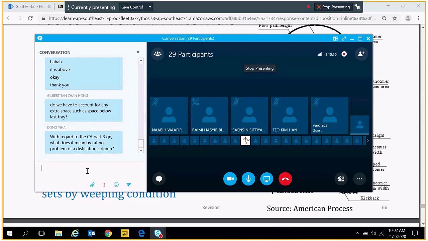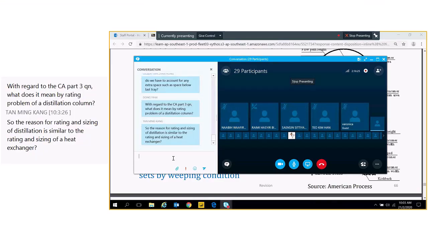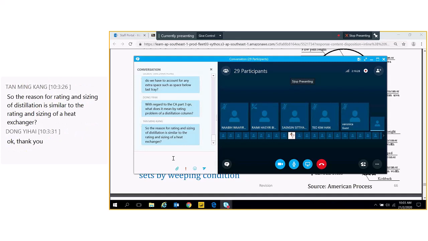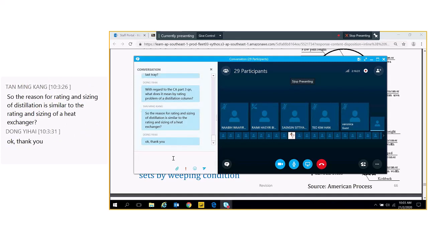Do I stick to the same number of plates, the same reflux ratio, and still achieve the 96% benzene purity for the distillate? Distillate is the top product, so we always refer to the 96% benzene. When you talk about rating, that is for your existing distillation column. When you don't have any distillation column and you're thinking of buying a new one, that's called sizing.